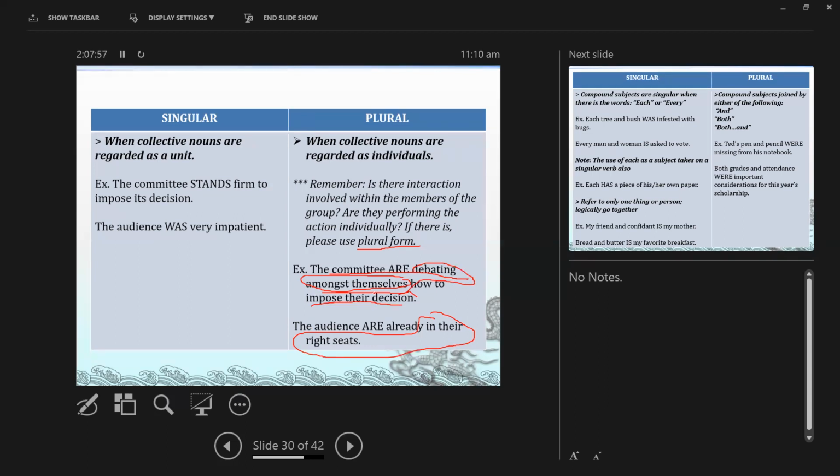Nakakalito, no? Pero yon, this is an exemption to the rule. Na ang original rule is, pag collective noun, you use a singular verb. But there are cases wherein you can use plural verbs when you are pertaining to collective nouns, because that's only when they start to perform an individual action. Okay?